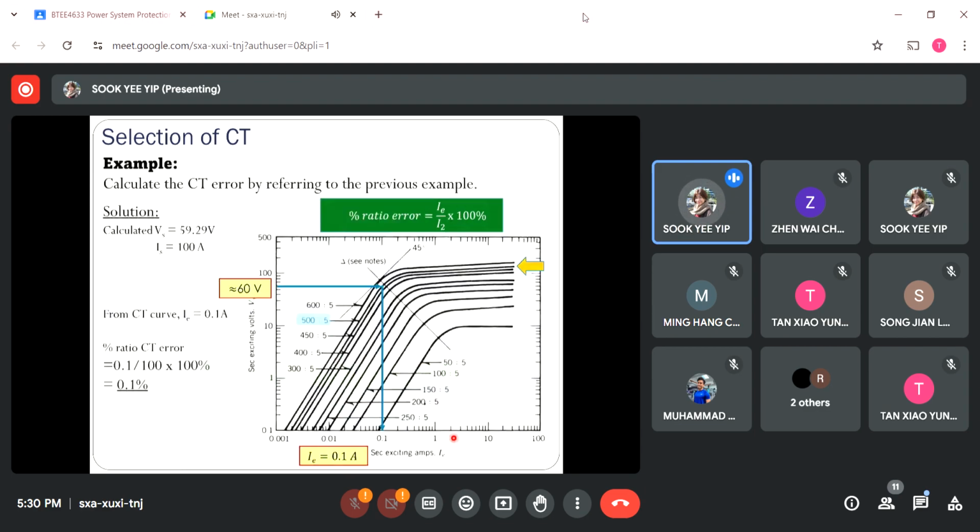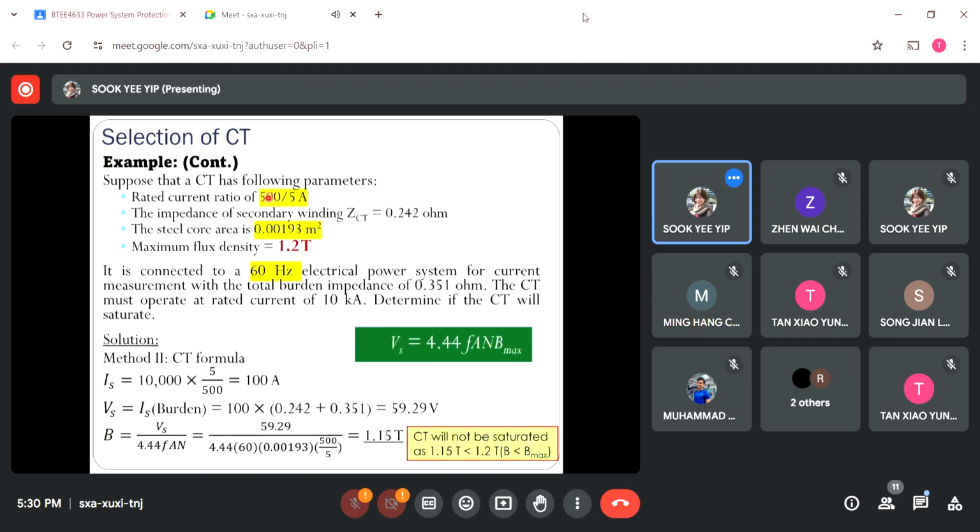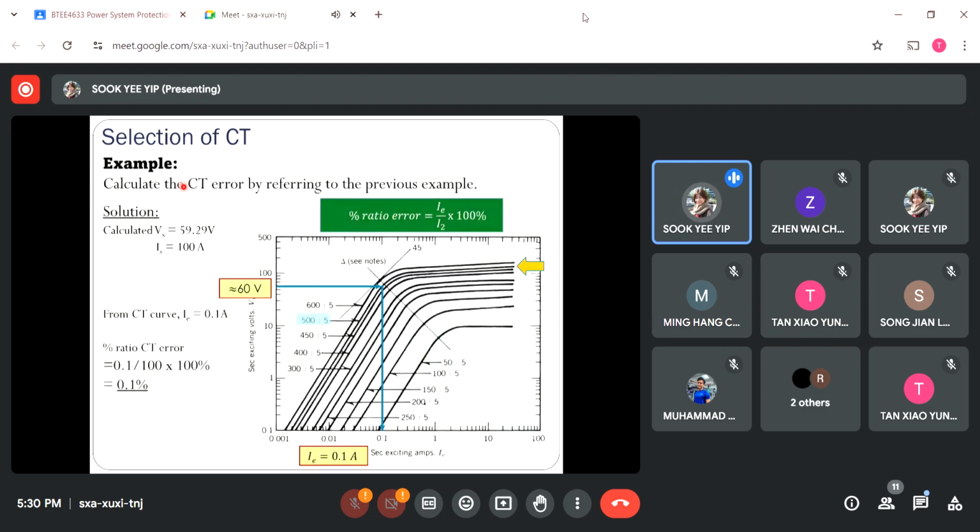All right, so now let's see this example. This is the same as the previous example. We want to see how to find the current transformer error for this specific situation. It continues from the previous example. If you want to find the percentage ratio error for the current transformer we used in the previous example, we know we have to apply this formula, which is the ratio of the magnetizing current to the secondary current, then multiplied by 100% to get the percentage value.